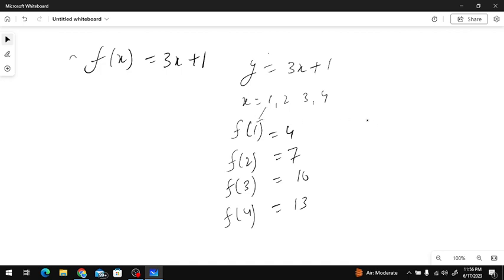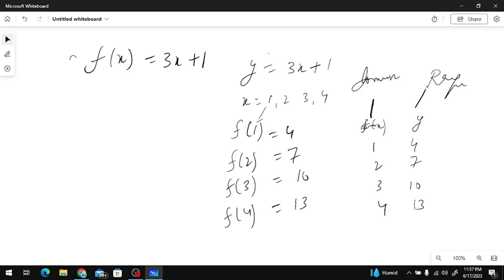So we can create here f(x) like this, with x values 1, 2, 3, 4, and the corresponding values of y should be 4, 7, 10 and 13. This is called the domain, and this is called the range. So this is a way to define functions. Now we have some domain and range.